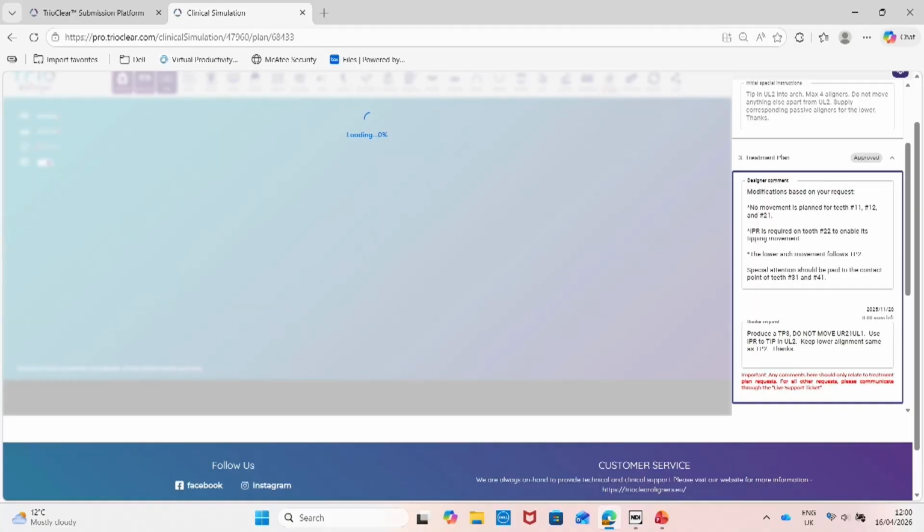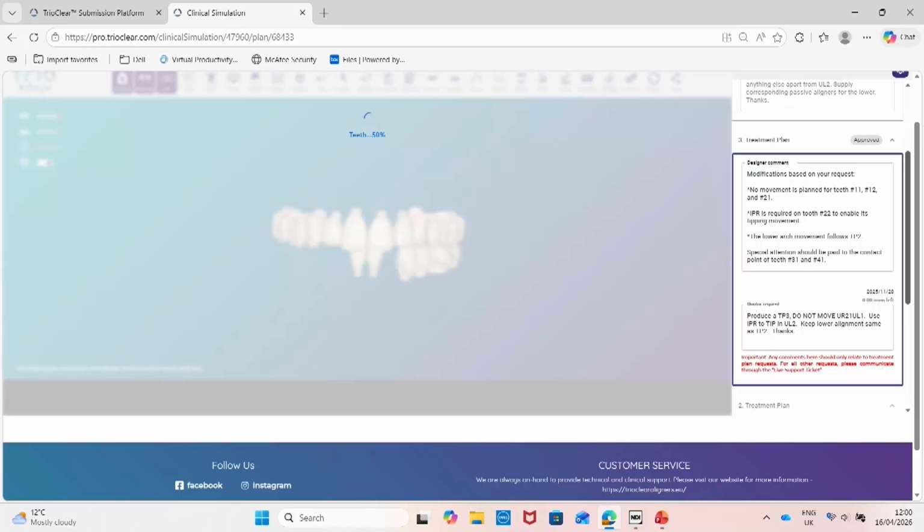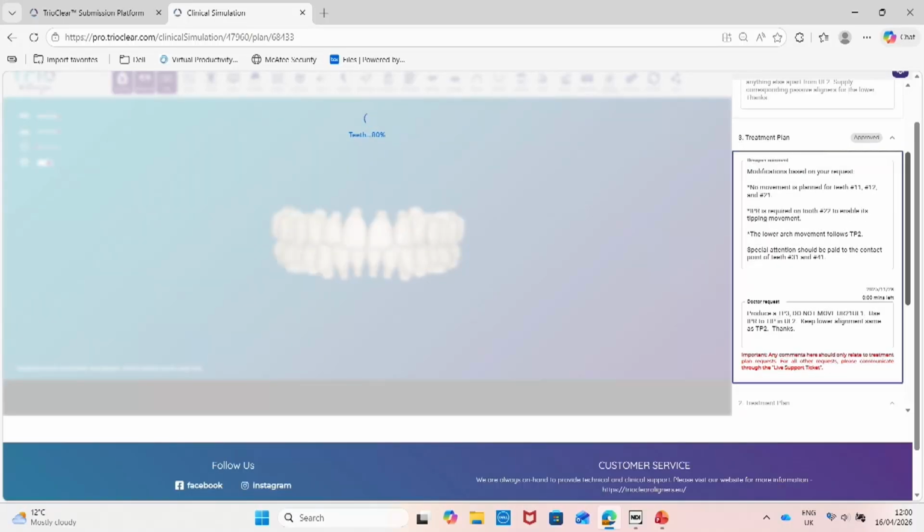And so we're going to see this plan in a second. And so this then became the simplest alignment plan that I could produce for this patient. And we were happy to go ahead and amend it and approve it.